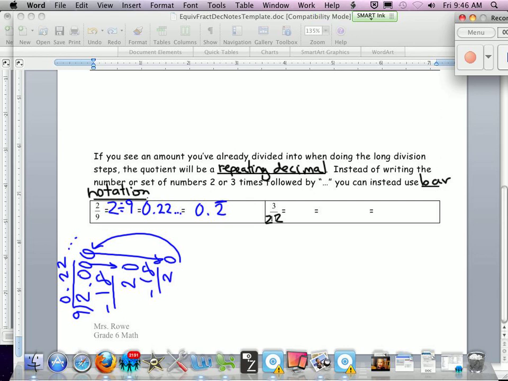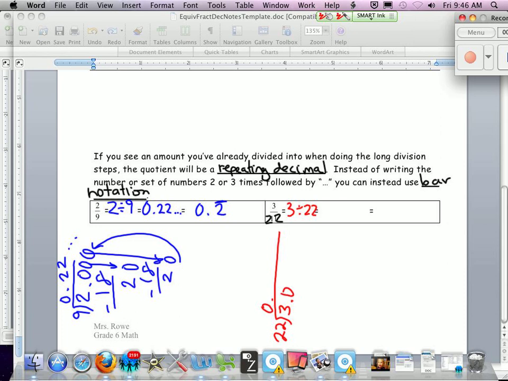But now we're going to do something that ends up being a little bit more complex as far as the bar notation. 3 divided by 22. So make sure every single one of you change that second example to be over 22. So for this problem, 3 divided by 22 is the division we need to do. So 22's here, we got our 3 here. 22 goes into 3, not at all, 0, decimal point.